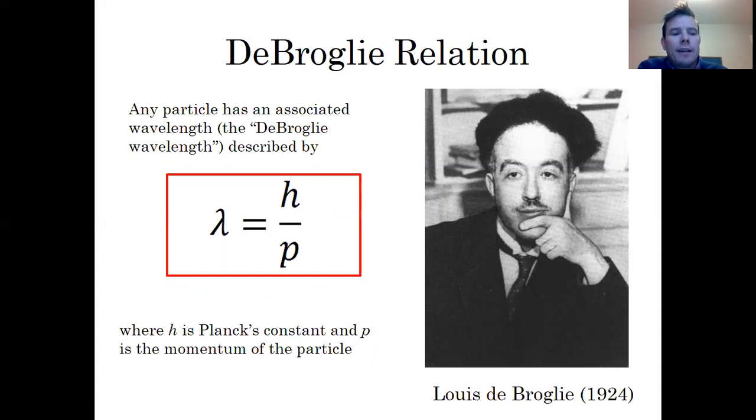So if this suggests that particles have wave-like behavior, how can I calculate the wavelength of a particle? I'm going to give you the answer here. This is the guy who thought of it: Louis de Broglie. He was a French theoretical physicist. And what he suggested is that any particle has a wavelength associated with it, which is given by this equation. Lambda equals h over p. Lambda is the de Broglie wavelength, h is Planck's constant, and p is the momentum of the particle.